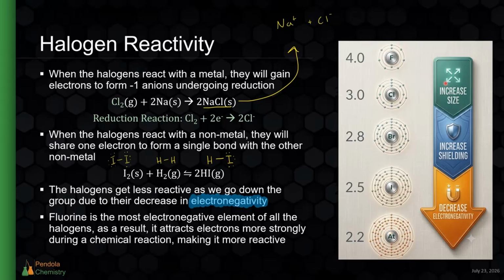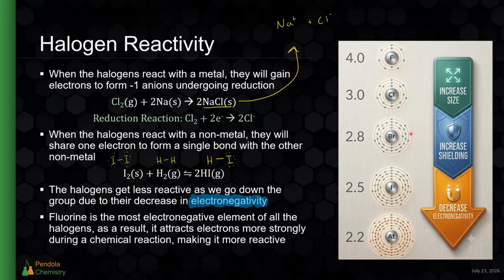As we go down the halogens, the size of the atom increases because we get more and more energy levels. Fluorine only has two energy levels, energy level 1 and 2 in its electron configuration, whereas astatine has 6 energy levels in its electron configuration. So because we have more and more energy levels in the atom, they get larger. So the size of the atoms increases. So does their shielding.